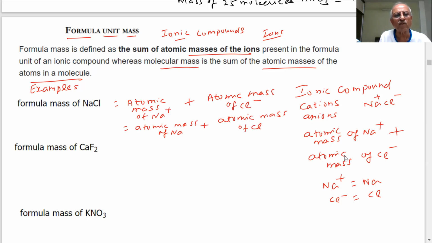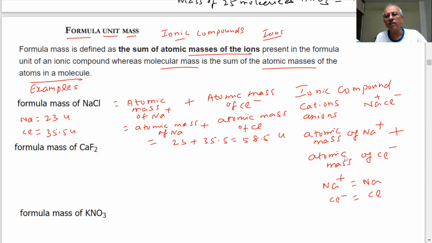So what is the atomic mass of sodium? How much, students? 23 U. What is for Cl? 35.5 U. And what is the answer? 58.5 U. Therefore, student, what will be the mass of 1 unit of NaCl? 58.5 U.